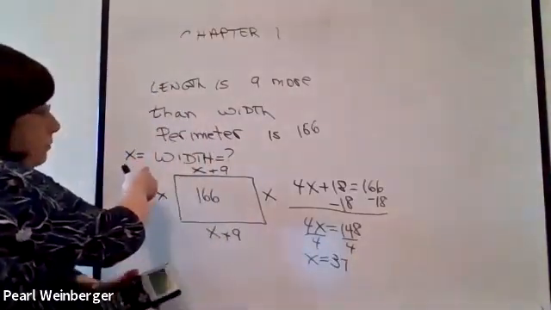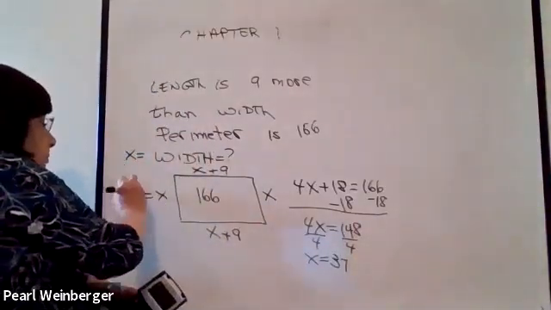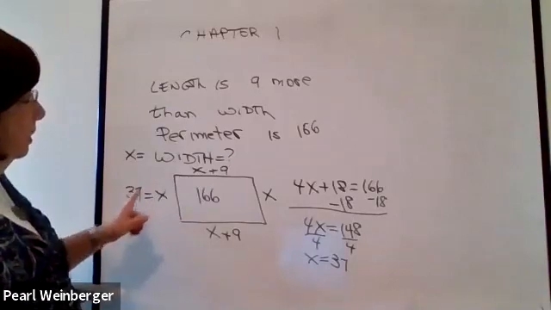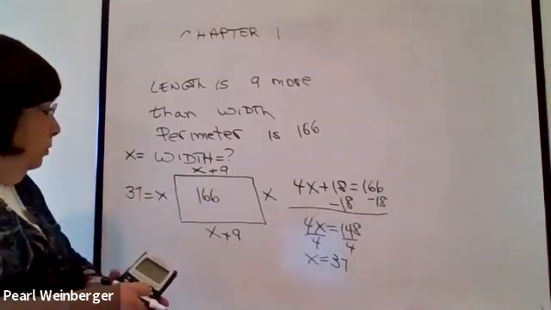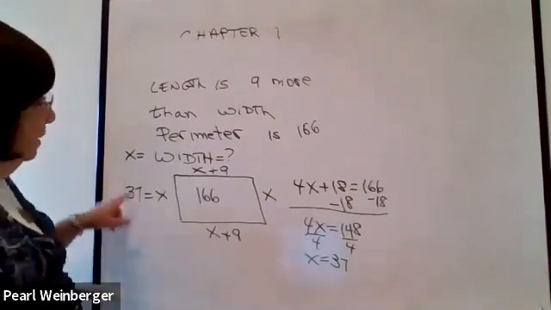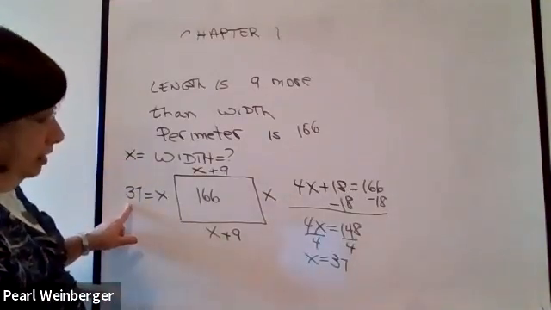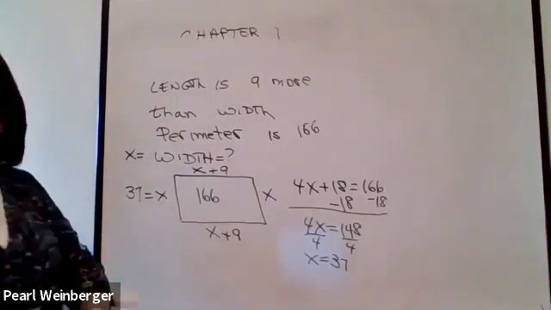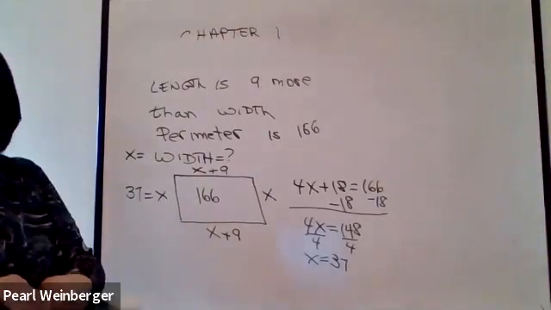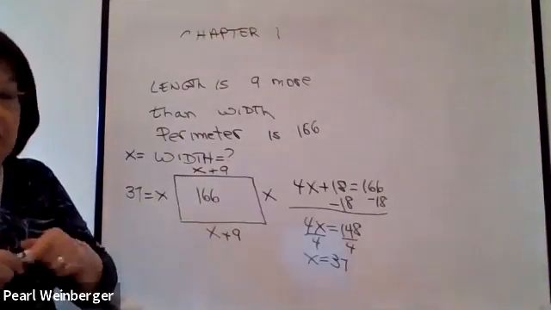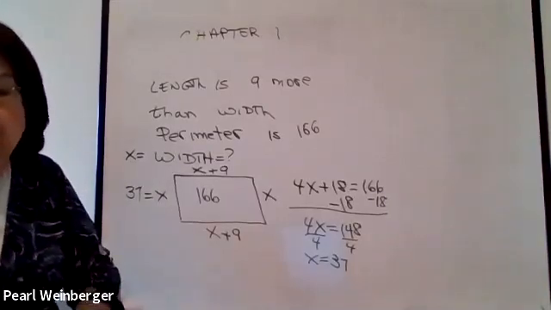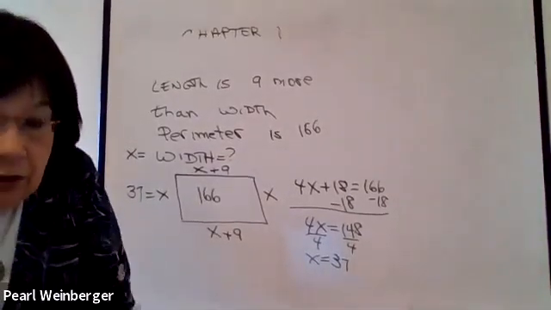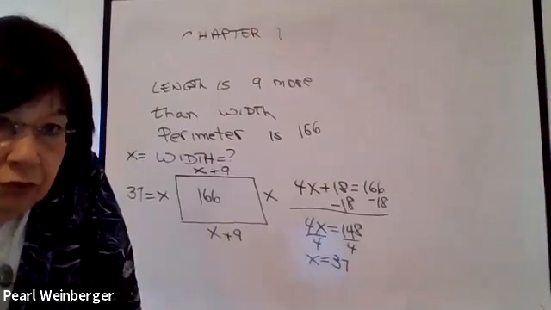And x was what I was looking for because it asked for my width. My width is 37. If it had asked for my length, I would have had to do 37 plus 9, which would have been 46, but they didn't ask for that. They just asked for the width. Be careful that you give the answer to what they're asking for. Okay, I think we're going to stop right here. That was a review of the type of questions that come from chapter 1. I'm going to stop the recording now.